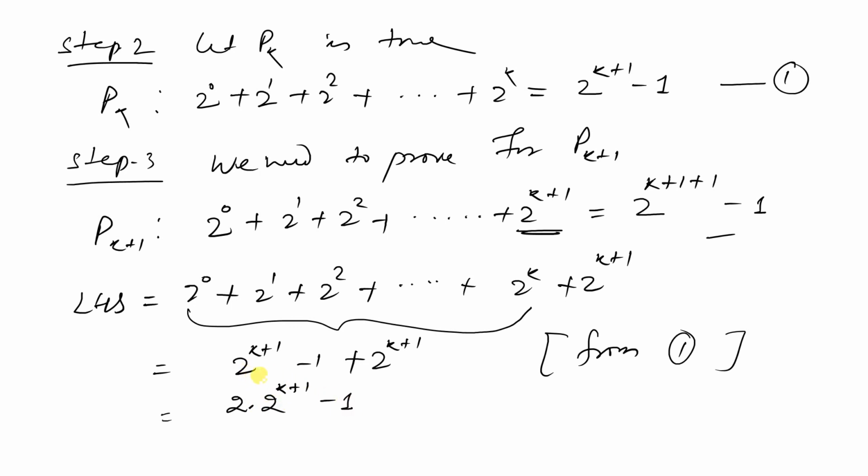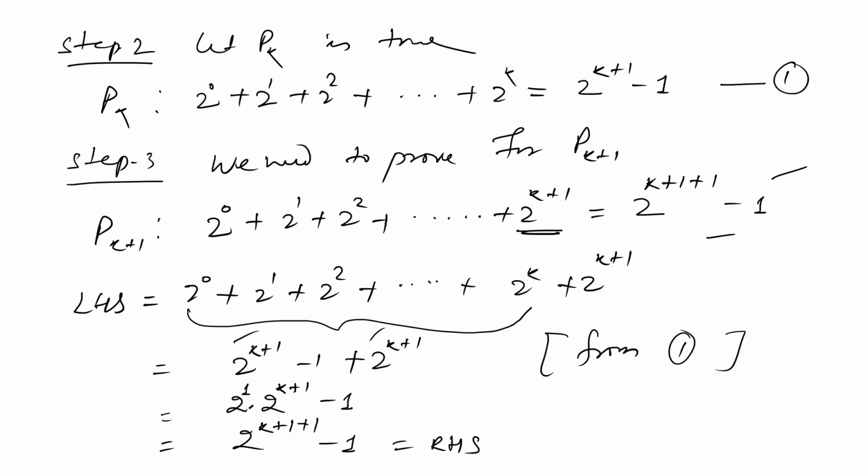There are 2 to the power k plus 1 terms. I multiplied 2 into 2 to the power k plus 1, so the power gets added. So 2 to the power k plus 1 plus 1 minus 1, that is equal to RHS.